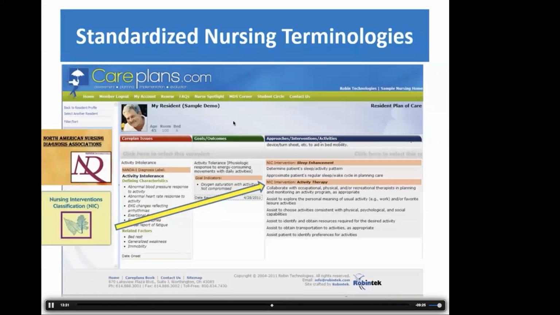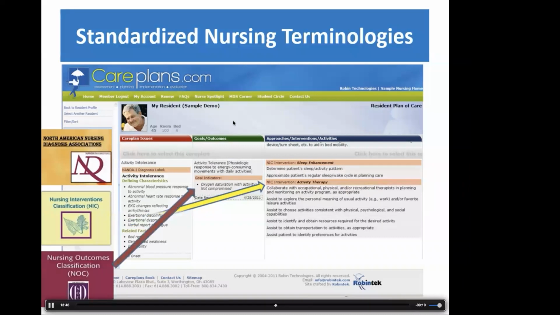NIC was developed at the University of Iowa and information is published by Mosby. There is a section of that university's nursing website devoted to NIC and NOC. Speaking of NOC, NOC stands for Nursing Outcomes Classification. It is also developed at the University of Iowa, and it goes beyond the work of NIC toward classification of outcomes useful in clinical nursing.